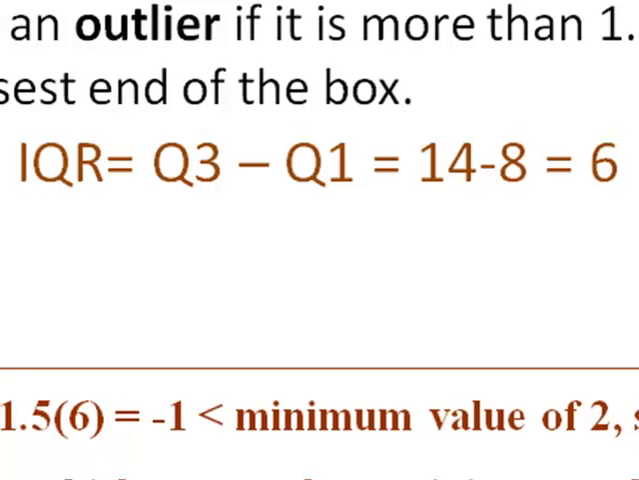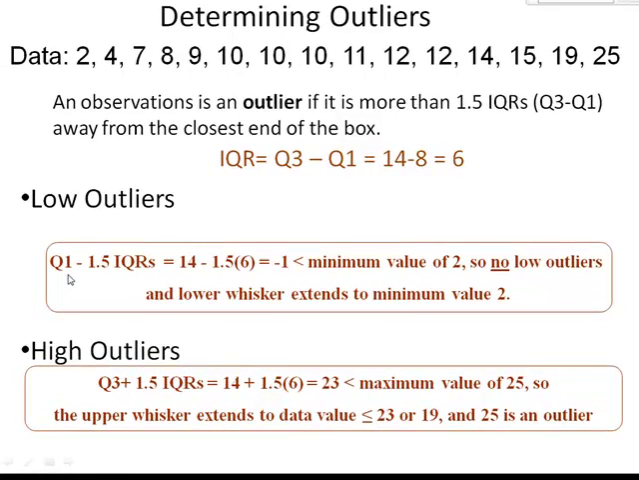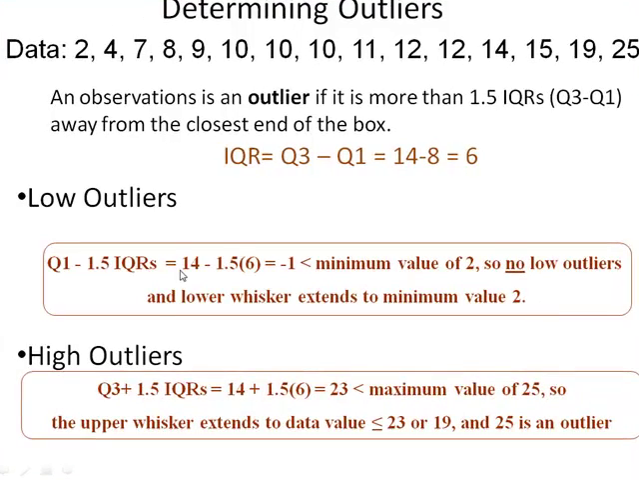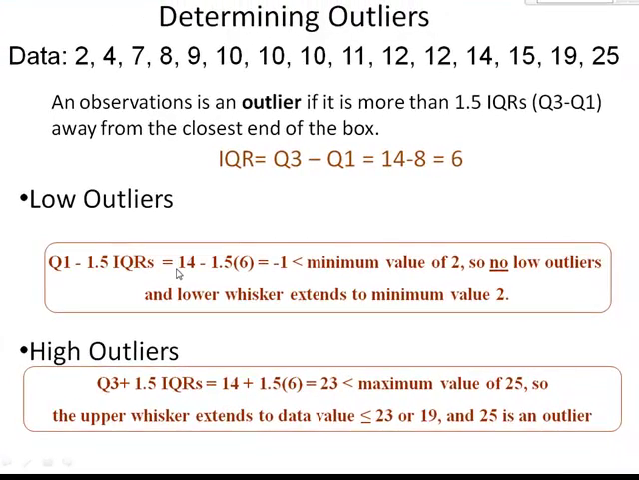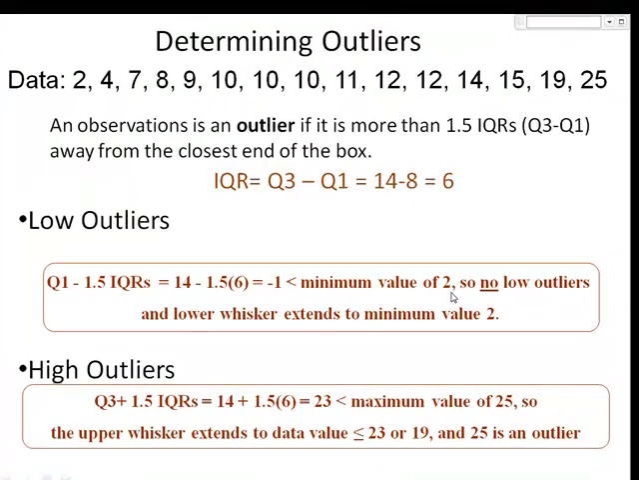To determine if any of the hours worked by the students the previous week would be considered low outliers, we subtract 1.5 times the interquartile range from the value of Q1. This value gives us the maximum possible length of the whisker. Any data values below this value would be considered outliers. Q1 minus 1.5 IQRs yields a value of -1. Since our smallest data value is 2, our lower whisker extends only to 2, and there are no low outliers in this data set.